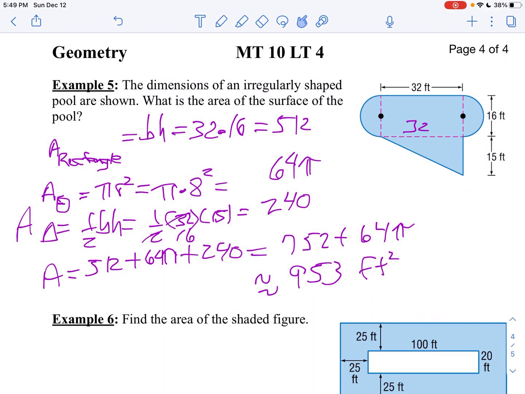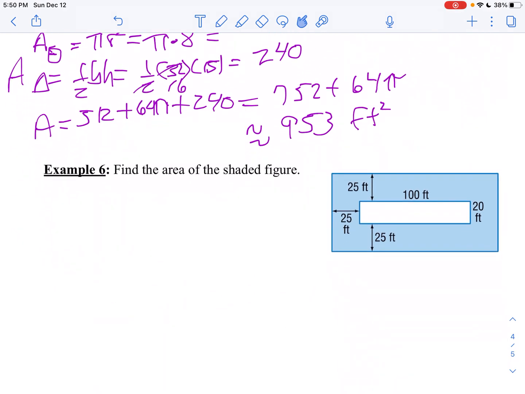Now, if we take a look at the next one, we have a composite figure. I want to find the area of the shaded region. Well, what's going to happen in my shaded region? I'm going to find the area of the big rectangle. I'll find the area of the small rectangle. I'll subtract those two because I'll take out that white rectangle in the center. I'll be left with the blue. So it's going to be the area of my big rectangle minus the area of my small, or white, rectangle. And then I'll have what's left over. I'll have a hole in there.